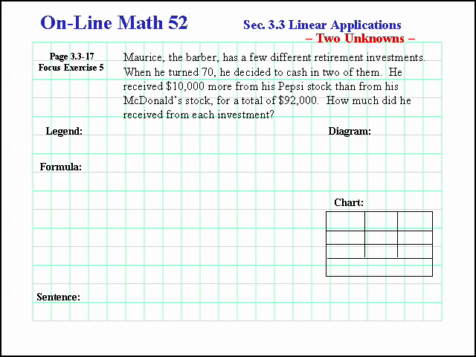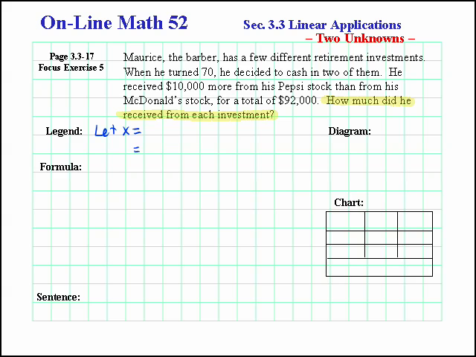Notice that the question is, how much did he receive from each investment? How many investments? That's right, 2 investments. 2 unknowns. We don't know how much he got from each one. So when we go to set this up, we're going to have a let x equal something, and then we're going to have something else for the second unknown.